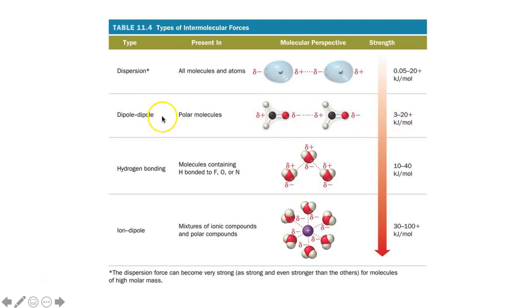So dipole-dipole is stronger than dispersion if the molecule's size is the same. Hydrogen bonding occurs only between molecules that have these 3 elements in them. Now, ion dipole, again, is ions bonding to a polar liquid like water. And there's very few polar liquids.